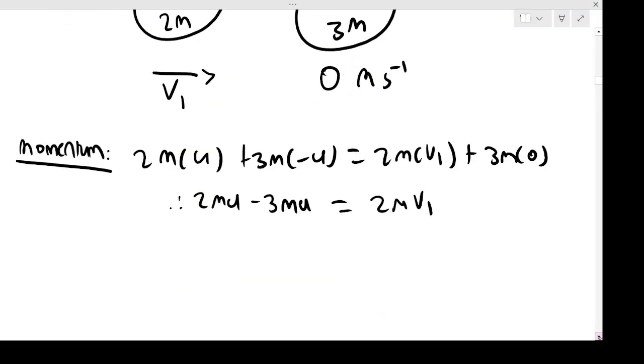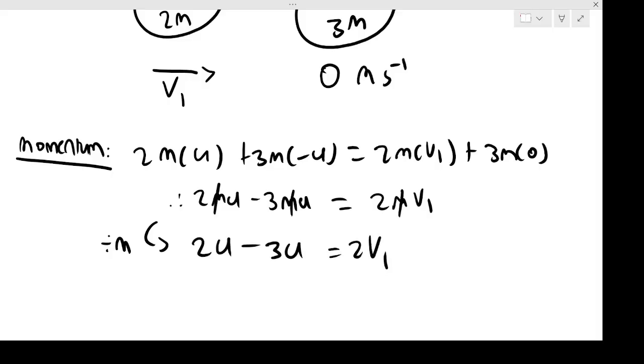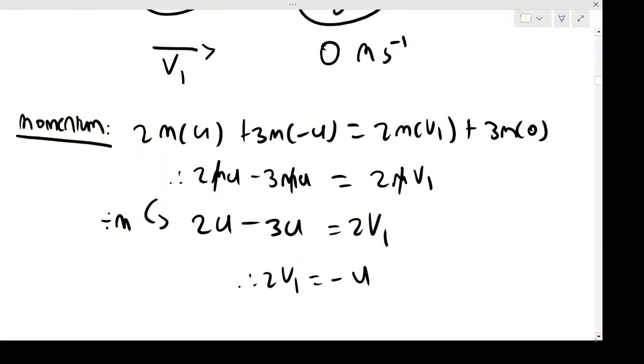Now this looks a bit horrible, right? There's m's and u's. Please do not be put off by the algebra here. Now a very, very common step we can do here is we can cancel the m's. So if we divide through by the m, there's m's in every term, so we can literally just get rid of them all like this. So we're just left with 2u take away 3u is 2v1. And actually we can then add up the u's. So 2v1 is going to be minus u. And then if we divide by 2, we get v1 to be minus a half u. Okay, and there we are.